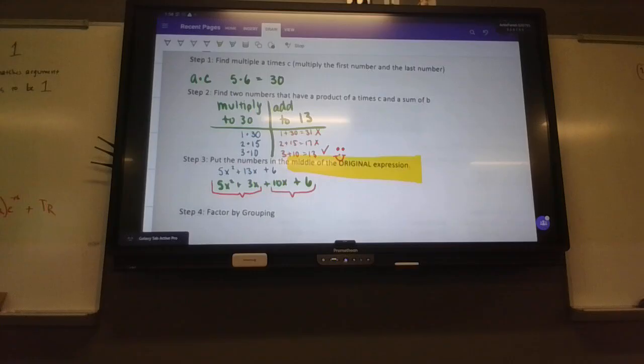Does anybody else want to switch the 3 and the 10? Or we could put the 10 first. It'll work out the same way if you put the 10 first and then the 3 second. So I'll do both. You guys can pick how you want to do it. You can put the 10 and the 3 in either order.